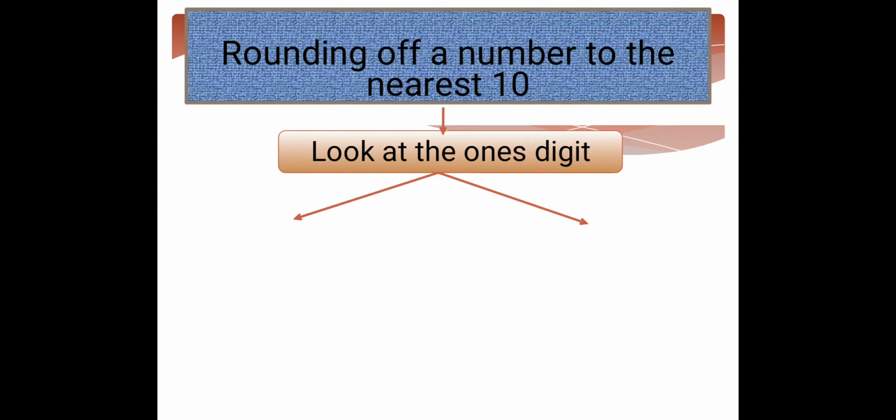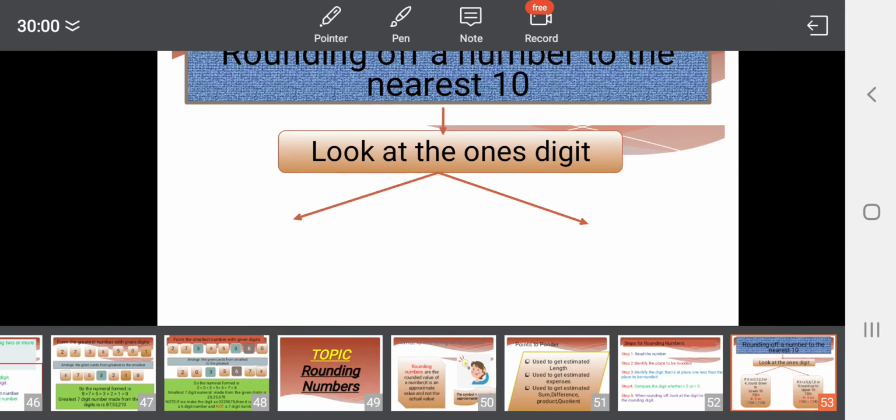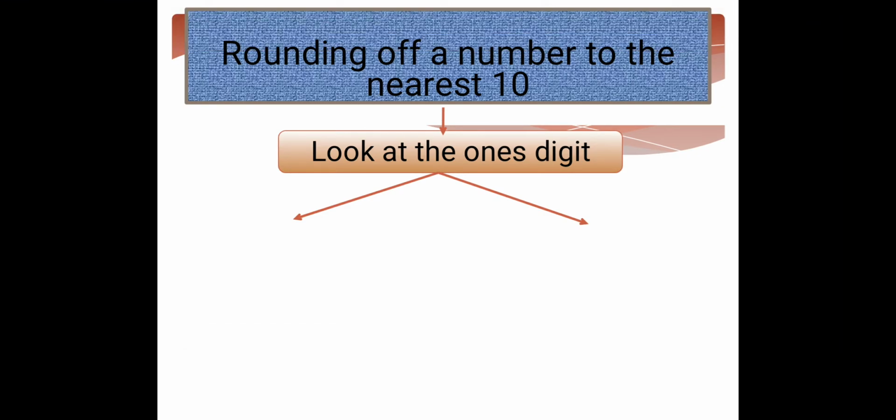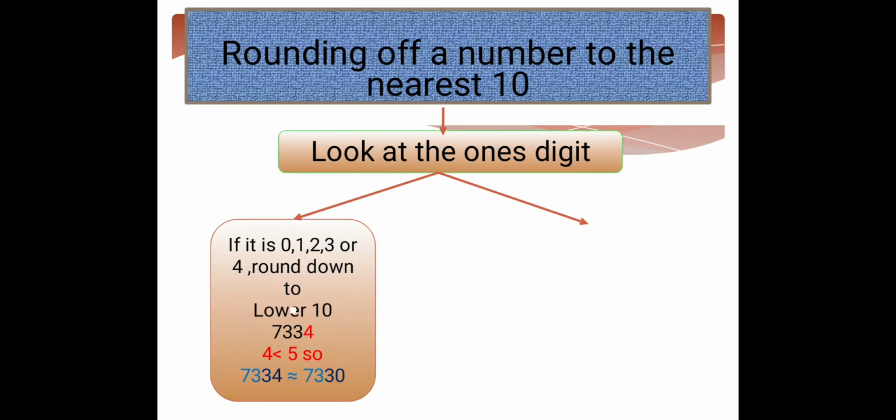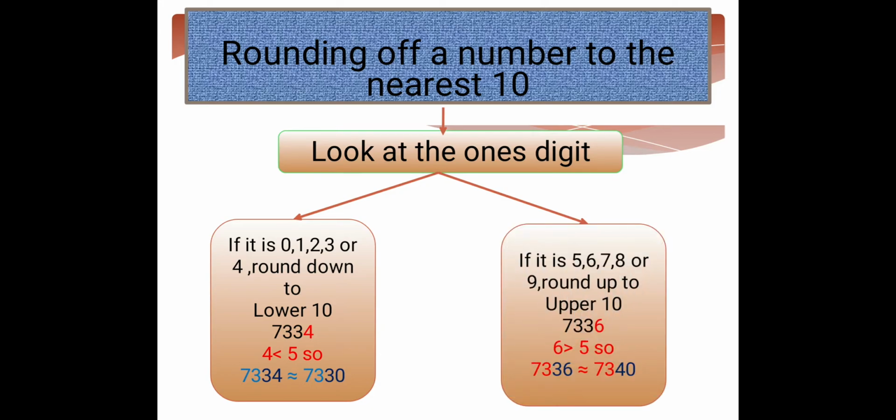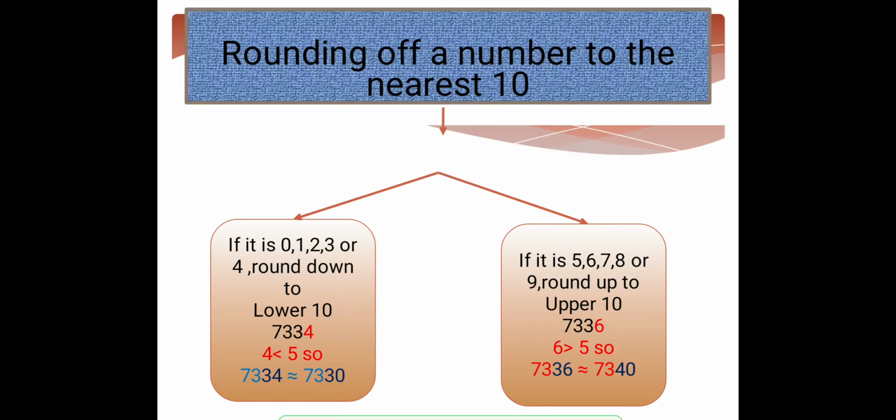Now, rounding off a number to the nearest 10. Look at the ones digit. So if it is 0, 1, 2, 3 or 4, round down to the lower 10. So here the ones place digit is 4, and 4 is less than 5. So 7334 rounds off to 7330. And if it is big, 36 becomes 40.